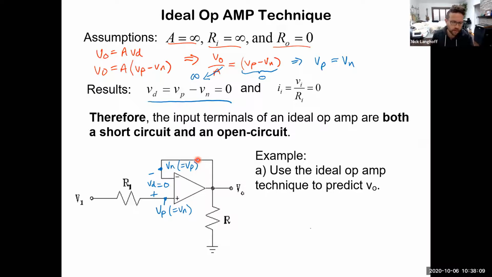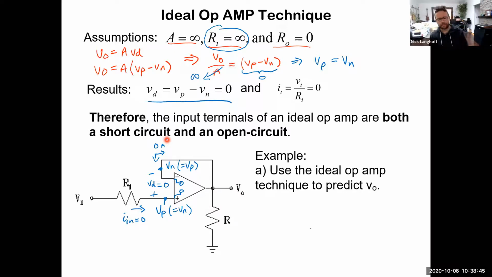Now, if it's 0 and the input impedance is infinite, in other words, there's not a little resistor in here, in fact, it's an open circuit, then that means that there's no current flowing in here. IN is 0. And in fact, there's also no current flowing in or out of this terminal as well. There's 0 amps of current flowing in and out of the negative line as well.